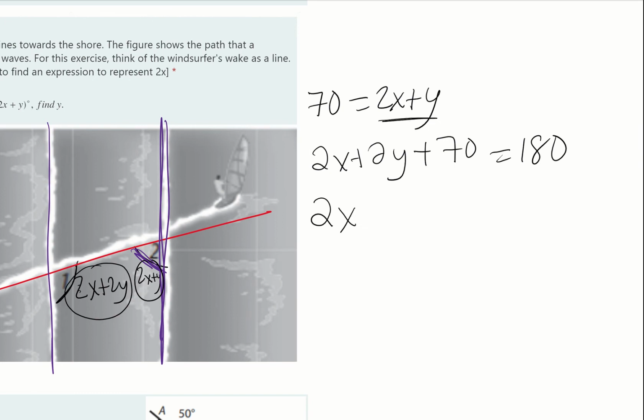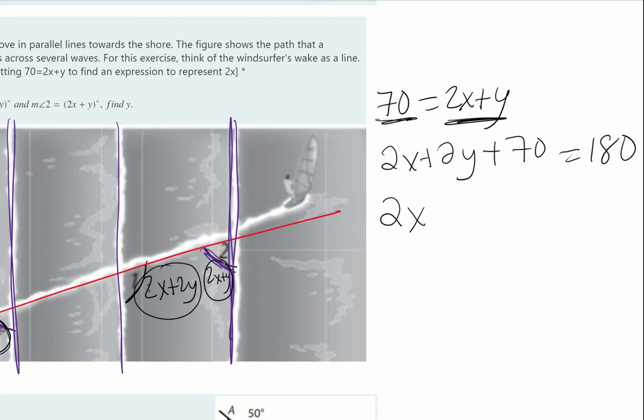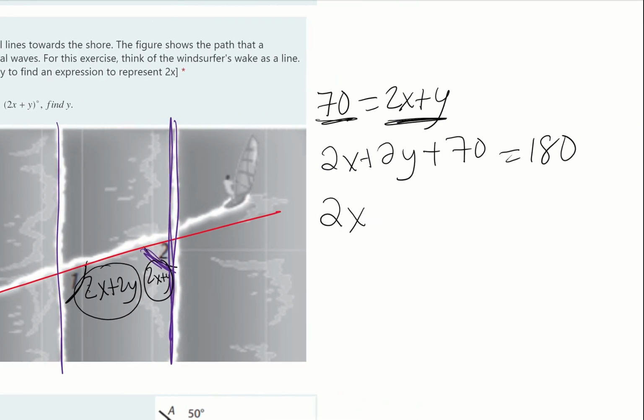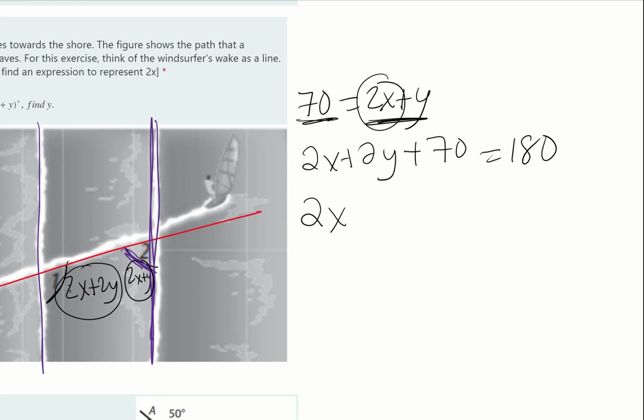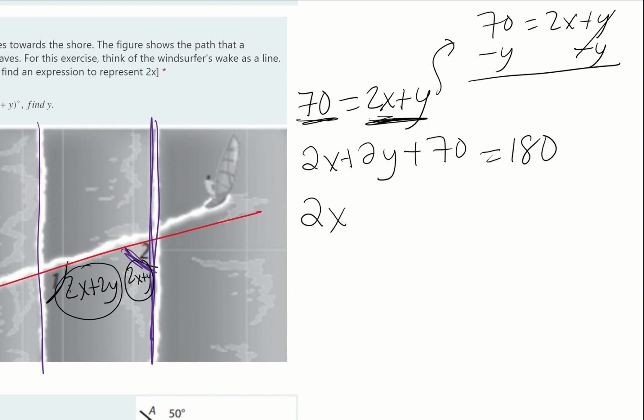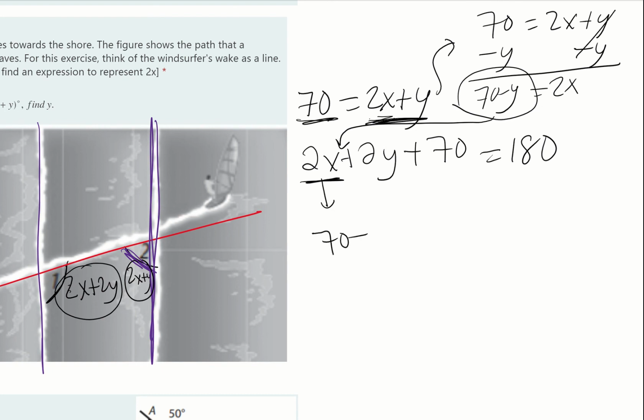I know that since 2x plus y is equal to 70, I can solve for 2x here. I'm going to do that by subtracting y on both sides. Okay, so there's a reason why I'm going to do this. I'll show you next why. If I solve this, I get 2x equals 70 minus y. And so now I know that I can plug this into 2x. That's exactly what I'm going to do. This is going to be replaced with 70 minus y.